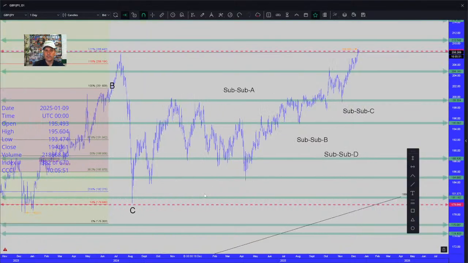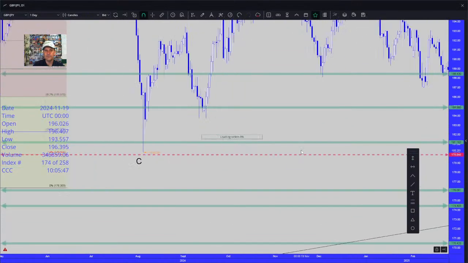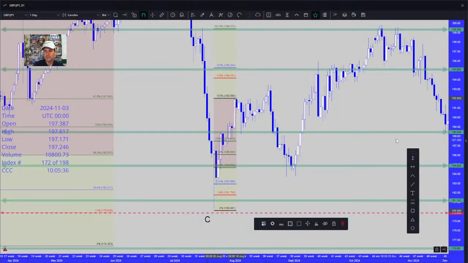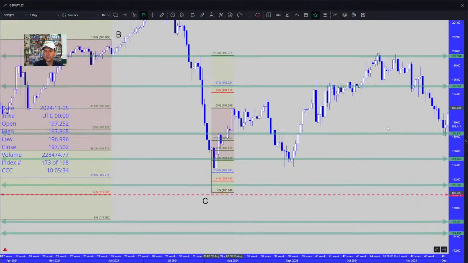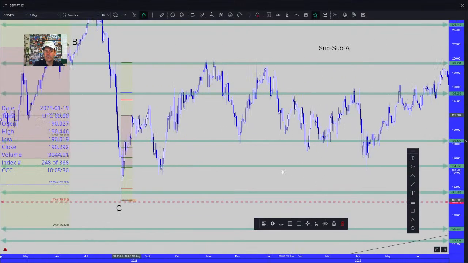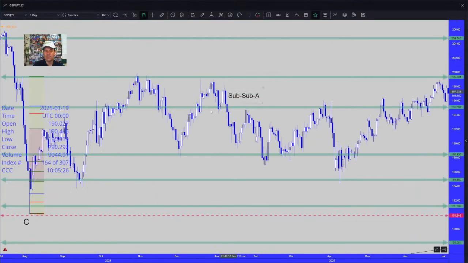Alright, so as always, everybody, we start at the C, right? Give it a second. We need to find the high. So the first sub A, sub B, sub C was in here. And I believe it broke, right? Oh, it didn't. So the first one was here, right? Sub A.